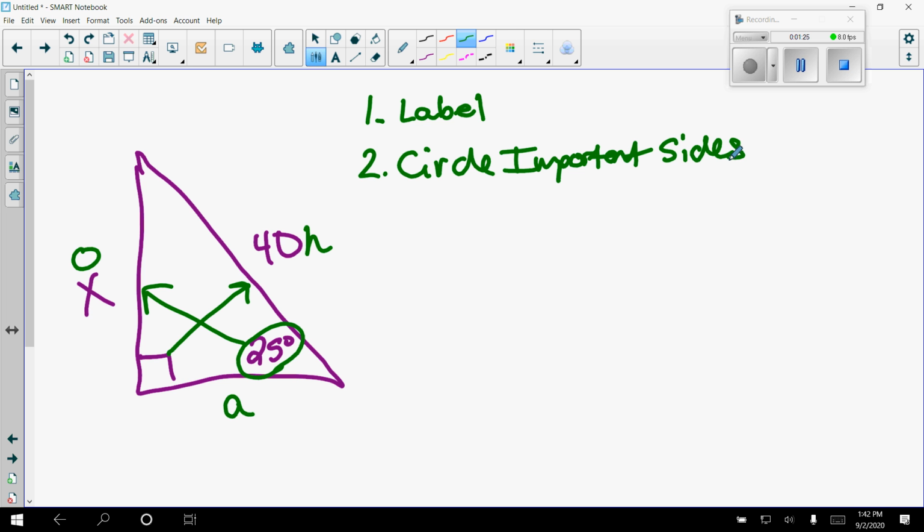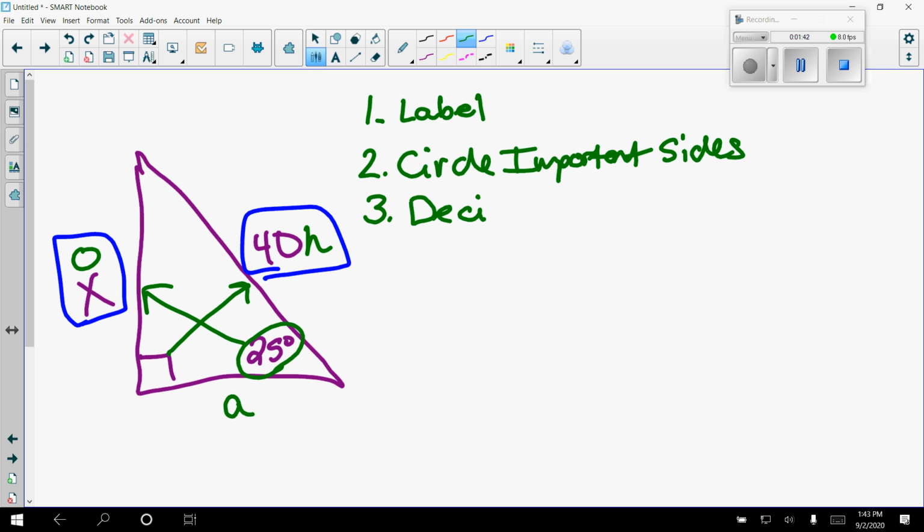What I mean by that is there's going to be, the majority of the time, one side I know, I better know at least one side, and one side I'm looking for. That side I know, this side I'm looking for. So based on that, step 3 is decide which trig ratio. If you remember, there was a video where I talked about this.